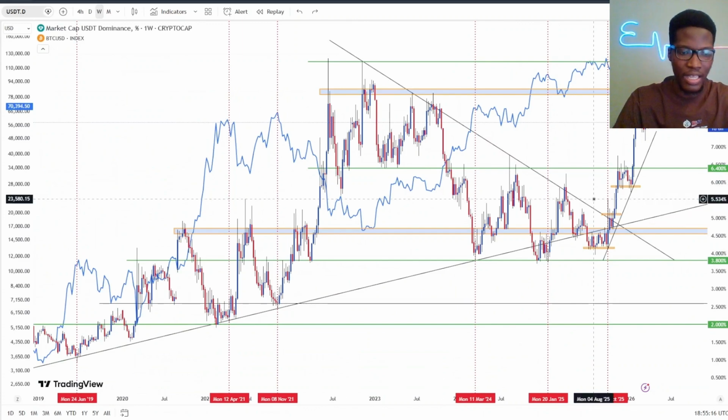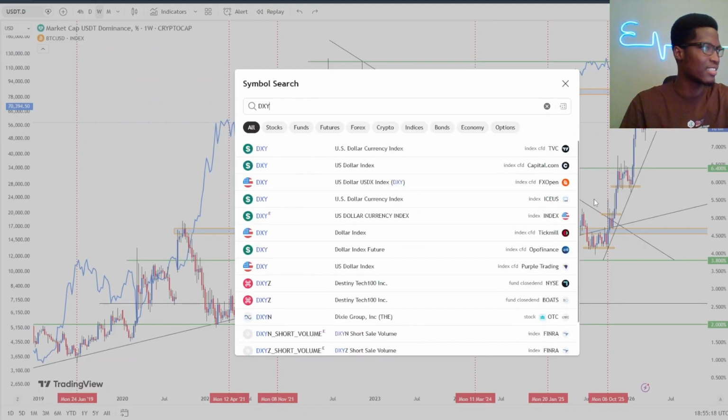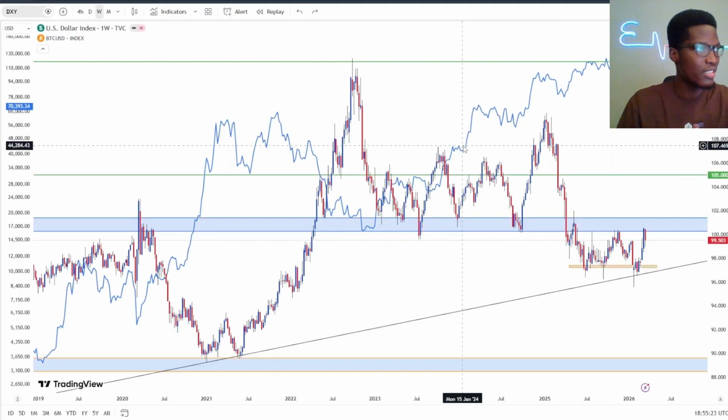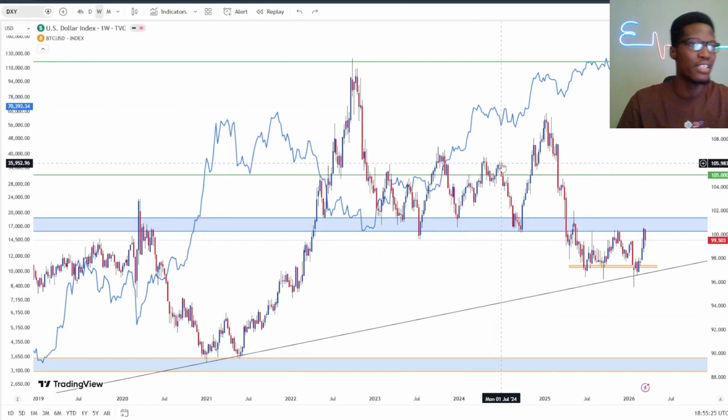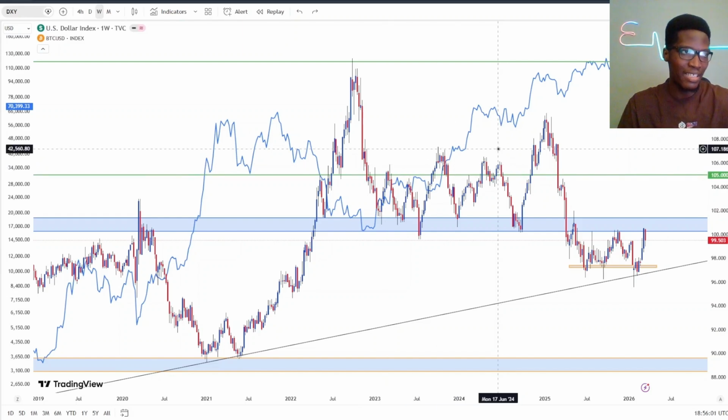The third reason is the DXY, so that's the dollar index. Let's go to the dollar index. This shows the strength of USD compared to other major currencies like the euro, the Japanese yen, and GBP, the Great British Pound. So we know 1 USD, that's the fiat currency, is equal to 1 USDT. It tracks each other. So we try to see the correlation of USDT to the DXY.